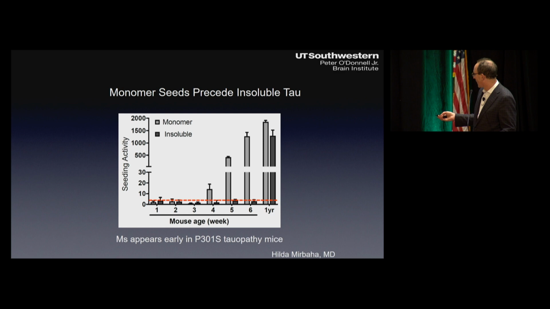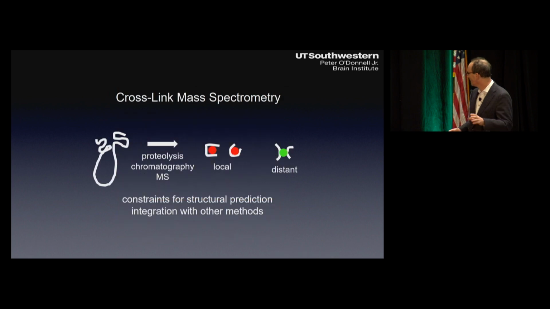And this becomes more obvious if you just look at the monomer seeding in light gray versus the dark gray, which is the insoluble material, those fibrils that we're imaging and everything. Those occur late in life, at a year in the animals, but we could see the seeds as early as 4 weeks as a single protein. So what is the shape? What's the basis of this?